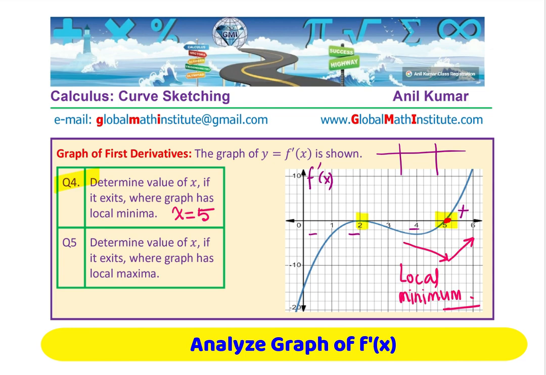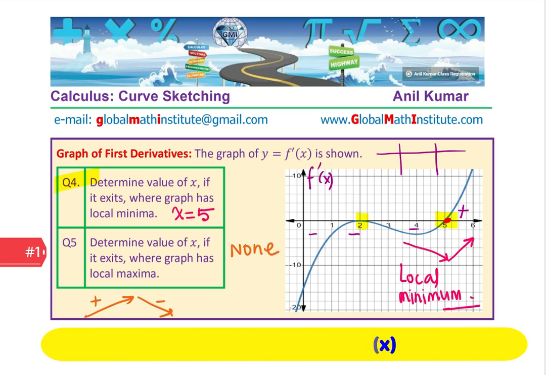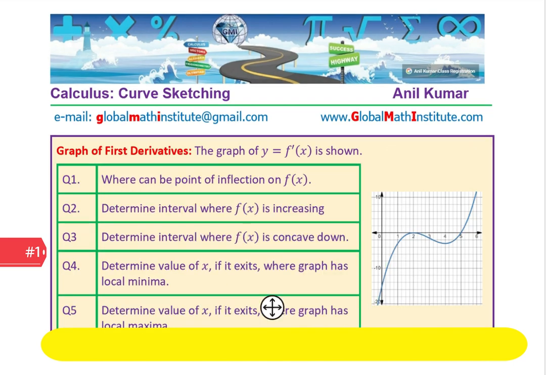Now, let's answer question number 5. Determine the value of x, if it exists, where the graph has a local maximum. That means the derivative should be positive and then negative, right? But we don't have that case. It goes from negative to positive. So this is none. Is that clear to you? So I hope you've understood how we have answered all the 5 questions.